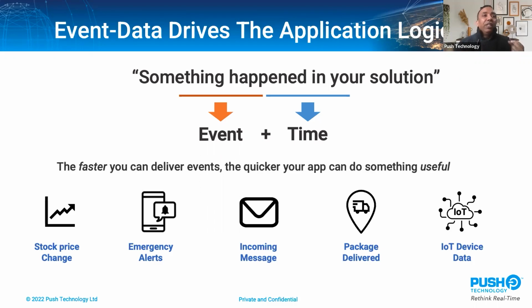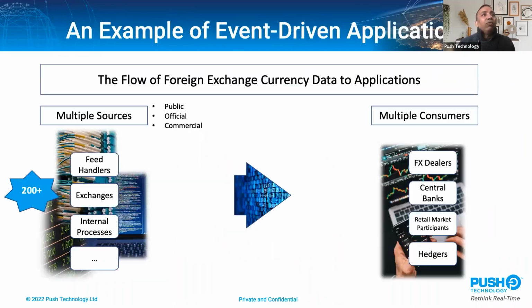The faster we can deliver these events, the quicker the app can do something useful for your consumers. So that is the core. Event data is at the core of new applications.